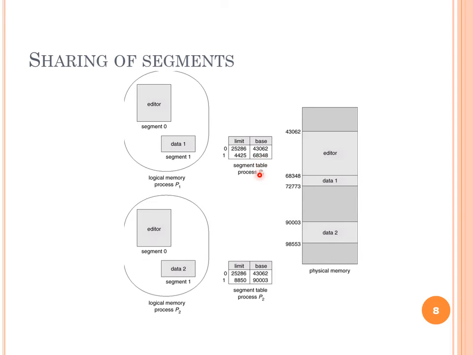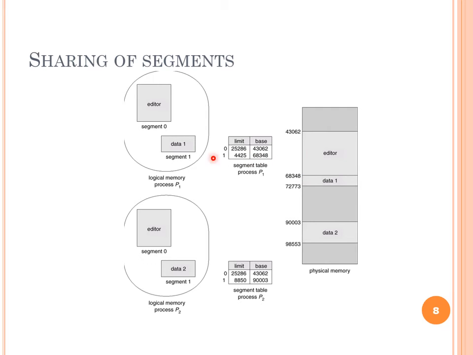So this is the segment table for process 1. At segment 0 we are storing the editor. The base represents the starting address of the segment, that is 43,062. Then this segment ends at 68,348. To get this end, we add the limit, that is the length of this segment, to the base. When we add 43,062 and 25,286, we get 68,348, which indicates where the editor segment ends.